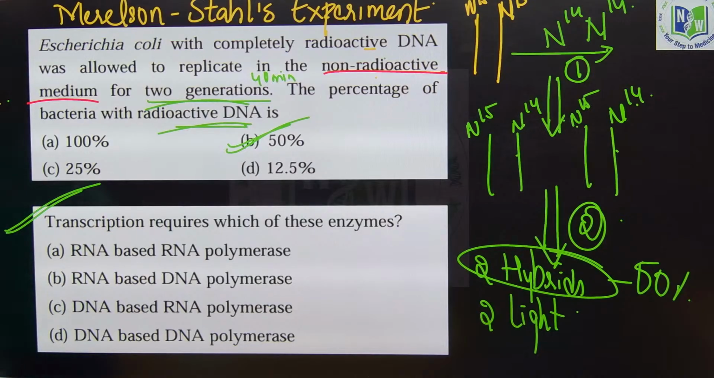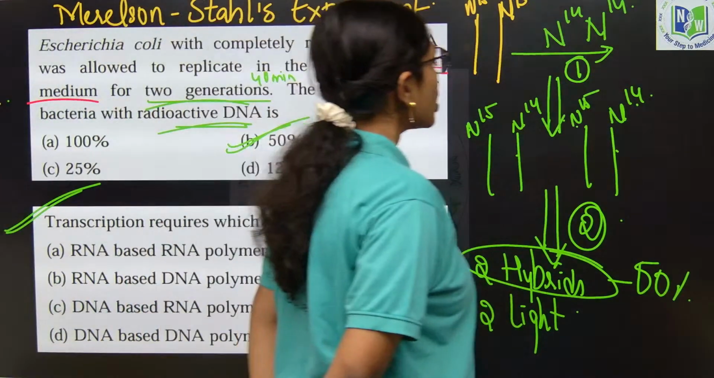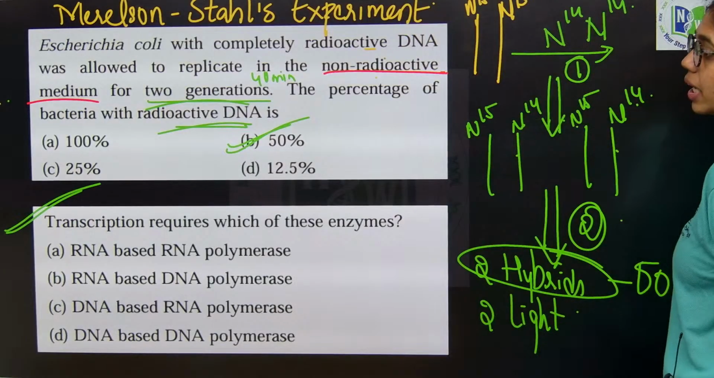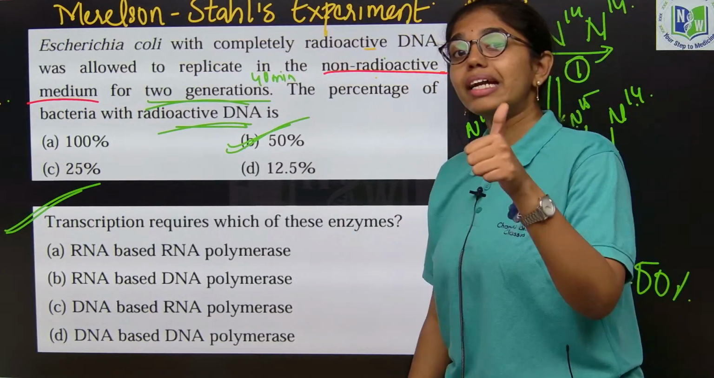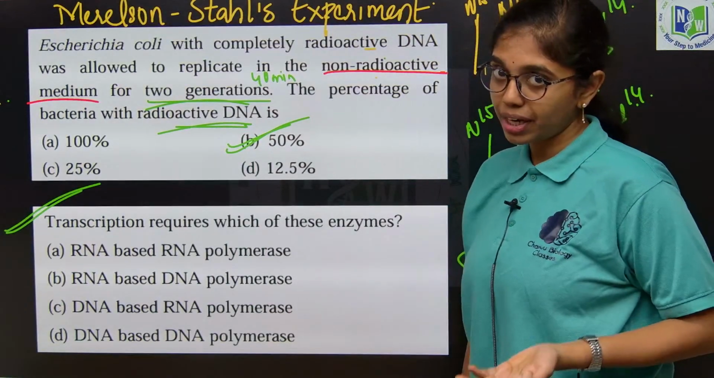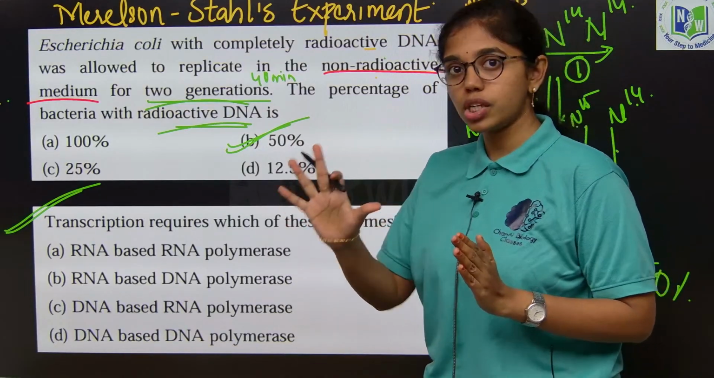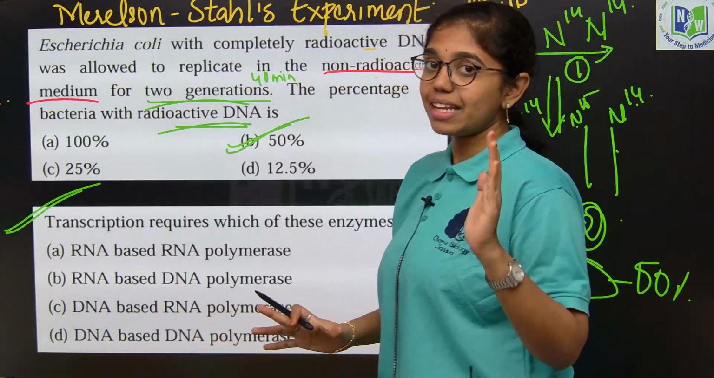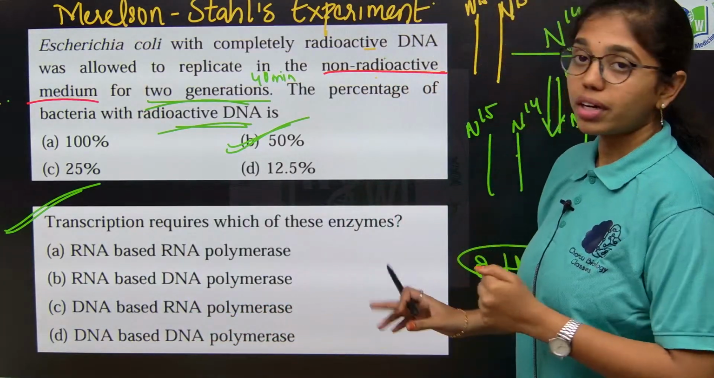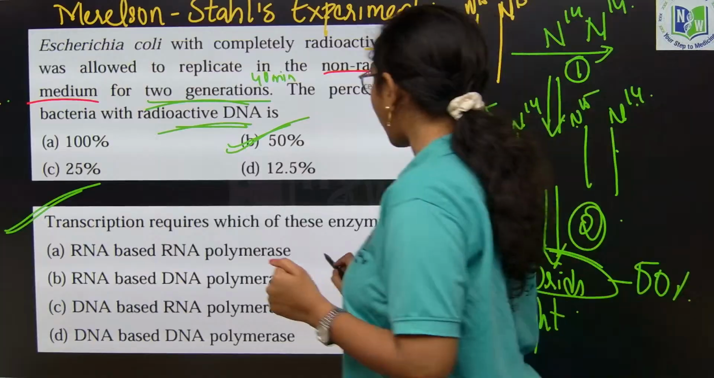Transcription requires which of the following enzymes? In replication, we need DNA dependent DNA polymerases, because the parental strand is DNA and the new strand to be synthesized is DNA. So it is DNA dependent DNA polymerase. For transcription, the strand is what?